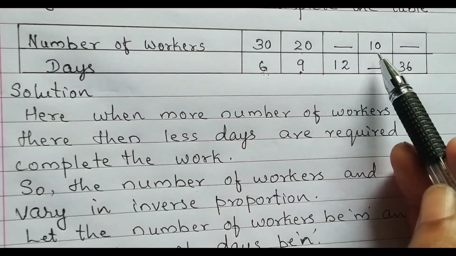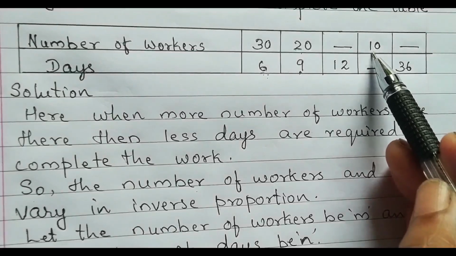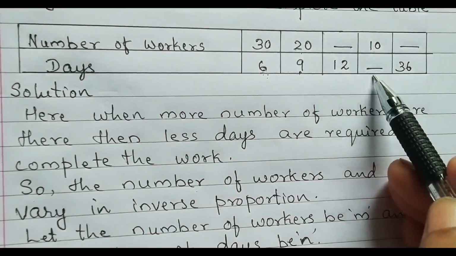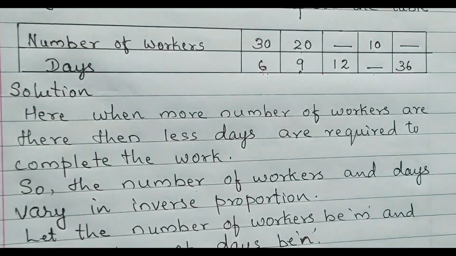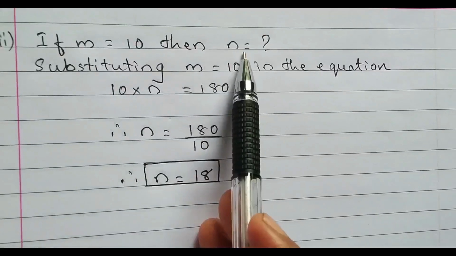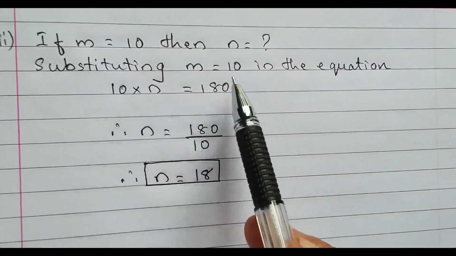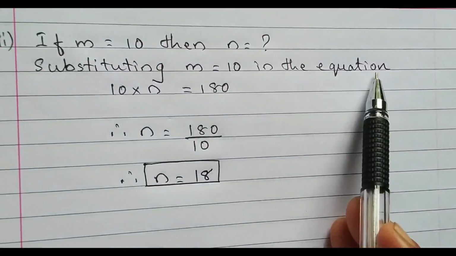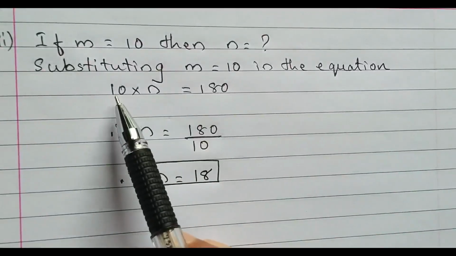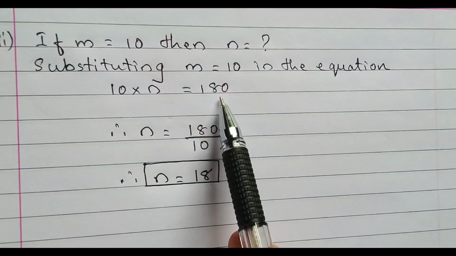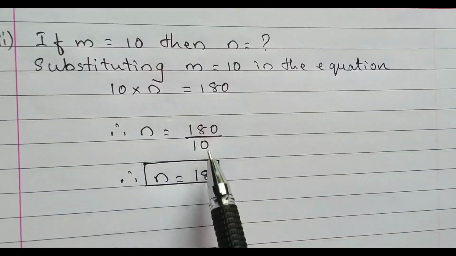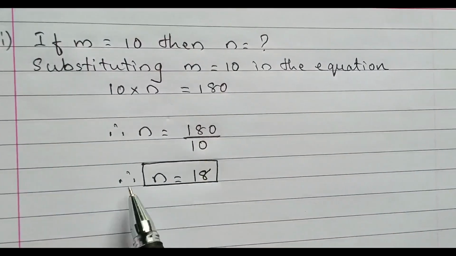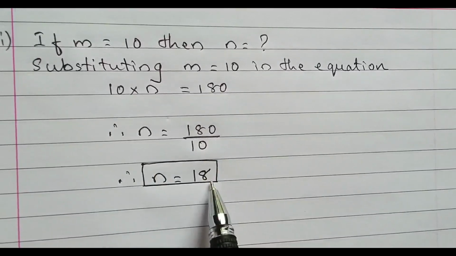Now in this case, we have to substitute the value of m as 10 and find the value of n. Let us do that. If m is 10, you want to find the value of n. So substituting m is equal to 10 in the equation of variation, you will get 10 multiplied by n is 180. Therefore, n is 180 by 10. That is, the value of n is 18.